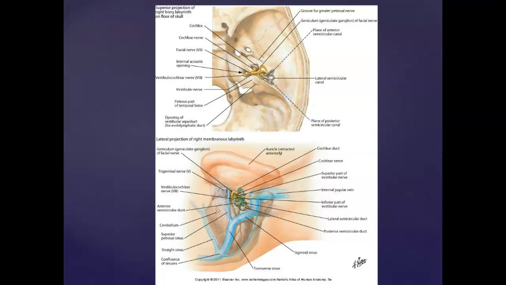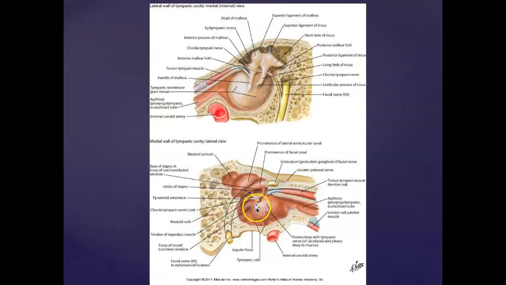Let's go to this shot here. This is looking at it, if you can get your view here, from the middle ear cavity, from the inside looking out. So here's the incus and the malleus, and then that's going into the tympanic membrane, which out from here into the screen would be the external acoustic meatus.